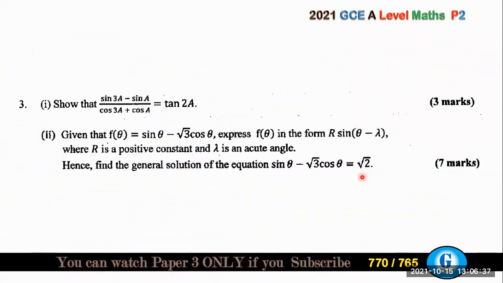Question 3: show that (sine 3a minus sine a) over (cos 3a plus cos a) is equal to tan 2a. Guys, with this question, please do not try to expand this thing and simplify. You will suffer and you might never get to tan 2a. It will become very difficult for you. Let us look at the first part of this question, then we move to the second part of it.